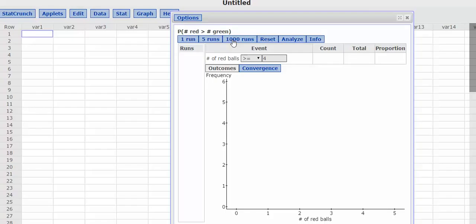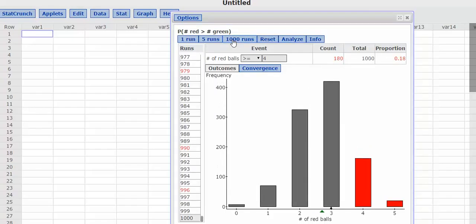So it's going to do that, and you have the histogram of frequencies that counts the number of red in the sample. For 0, we had a few samples. There were 7 samples that had no red balls in them. We had 70 of the runs with 1. 324 times that we did the experiment, we had exactly 2 come out. And 419 of them had 3 red.